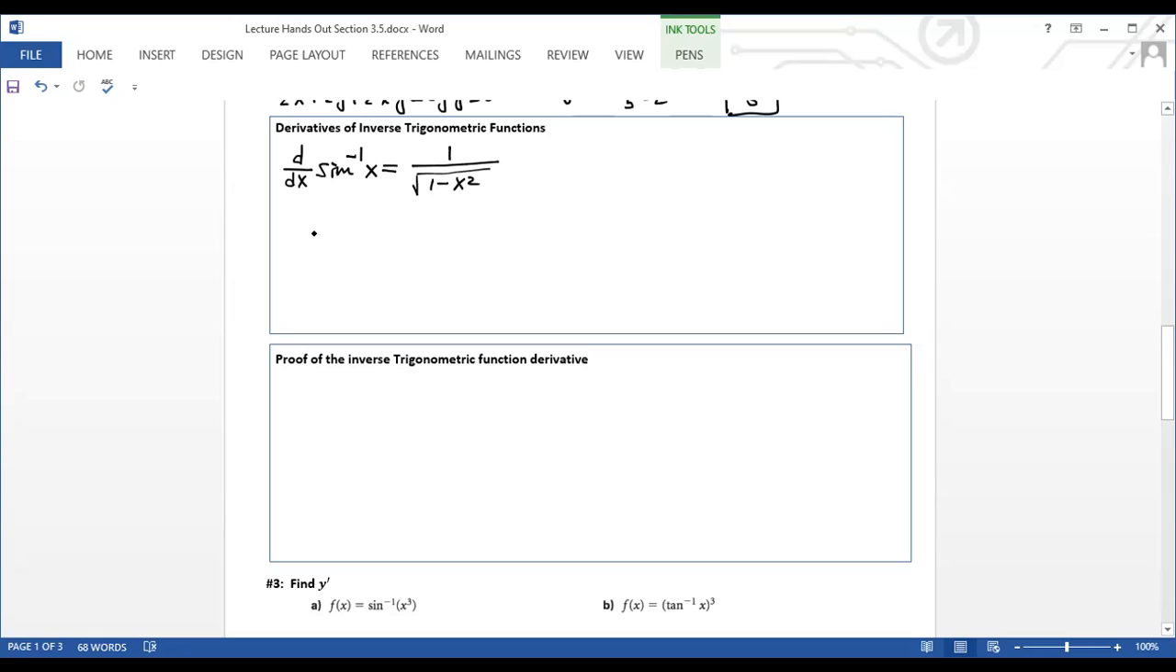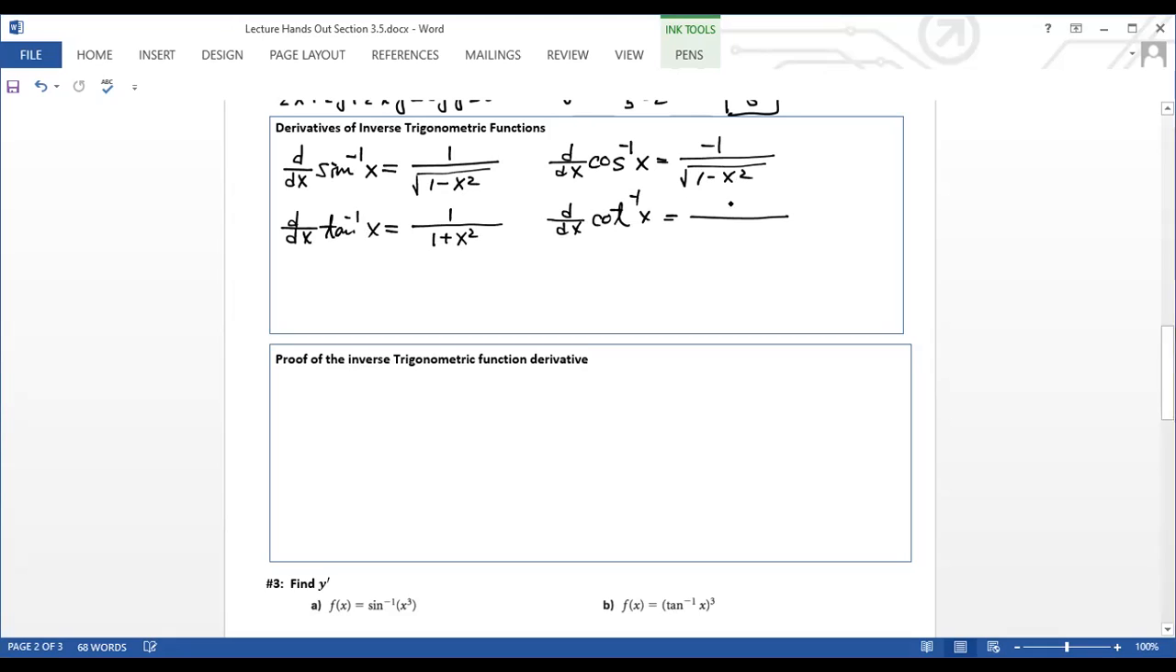Now let's do the next one. After sine, what do we have? Arc what? Cosine x. Arccosine x: this will be -1 over the square root of 1 minus x squared. Then the next one, we have 6 trig functions, right? It's arctangent. The arctangent is 1 over 1 plus x squared. Then the next one is the arccotangent. This one will be -1 over 1 plus x squared.